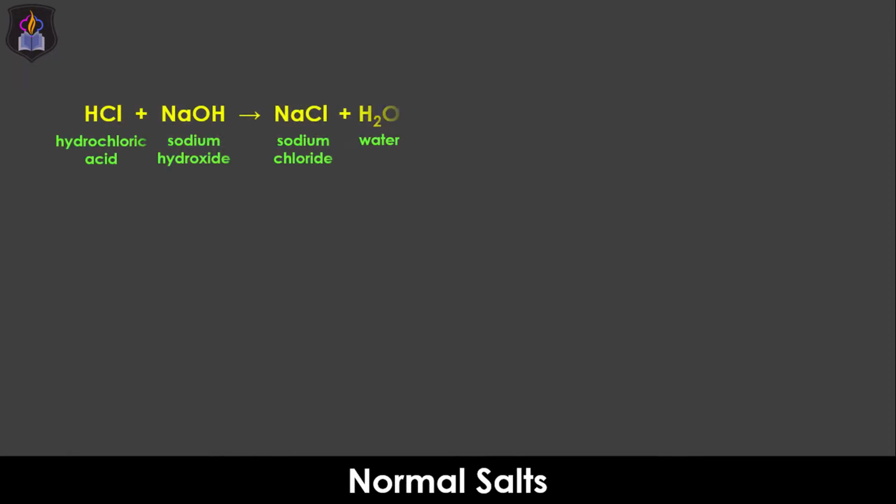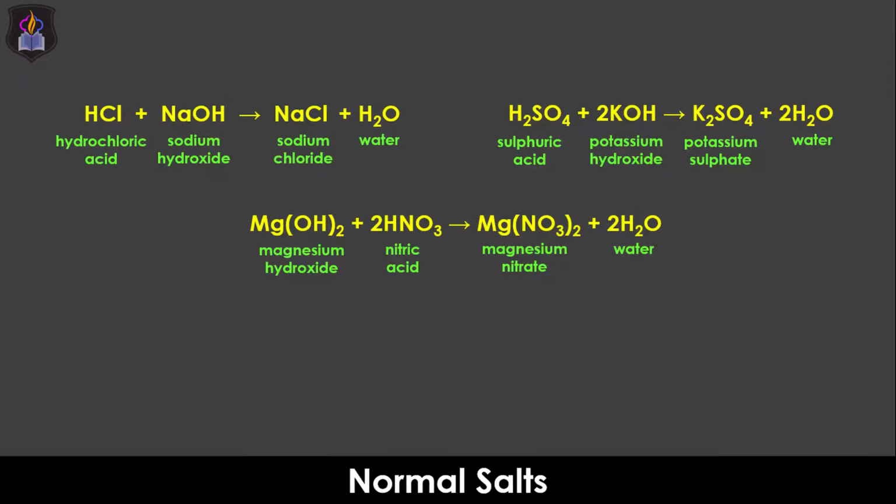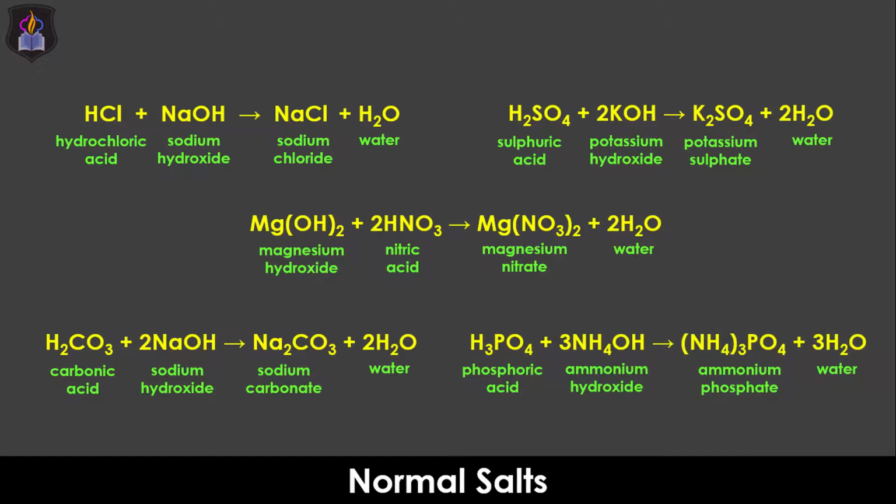Sodium chloride is formed from the reaction between hydrochloric acid and sodium hydroxide. Potassium sulfate is a product of the complete neutralization of sulfuric acid by potassium hydroxide. Magnesium nitrate is formed from the complete neutralization of magnesium hydroxide by nitric acid. Sodium carbonate is a product of the complete neutralization of carbonic acid by sodium hydroxide, while ammonium phosphate is produced from the complete neutralization reaction between phosphoric acid and aqueous ammonia.